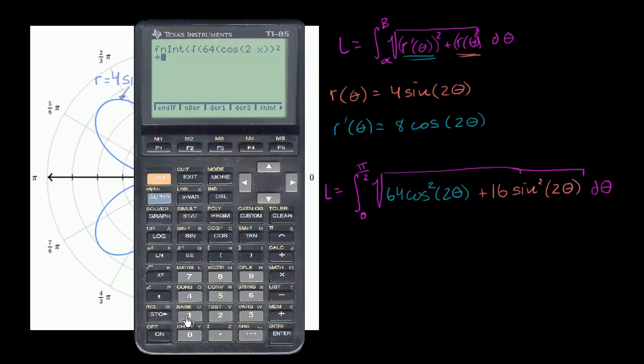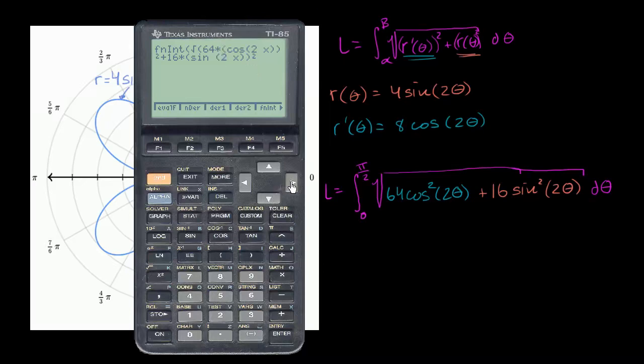Plus 16 times sine of 2x. Close that. Squared. I'm not sure if the calculator knows to interpret that as multiplication, so let me insert a times right over here. So 64 times cosine of 2x, that thing squared, plus 16 times sine of 2x, that thing squared.